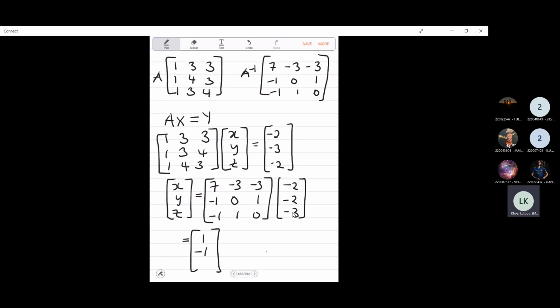And then minus 1 times minus 2 plus 1 times minus 2 plus 0 times minus 3, which gives us 0. Then from here we can say x is equal to 1, y is equal to minus 1, and then z is equal to 0. And then substitute them back over there.